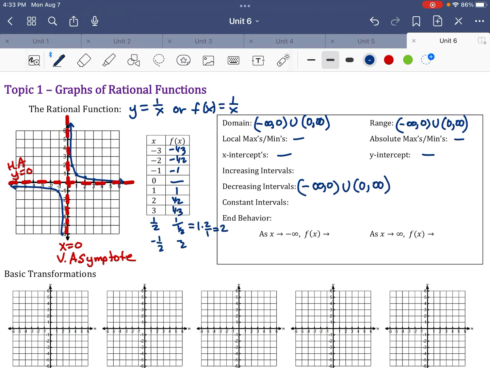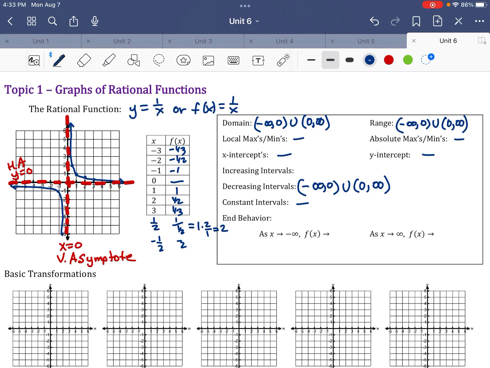Now, this would change if this graph was flipped over, right? Like if you had a negative here, then everything would be increasing instead of decreasing. All right. Constant intervals, none, and end behavior.